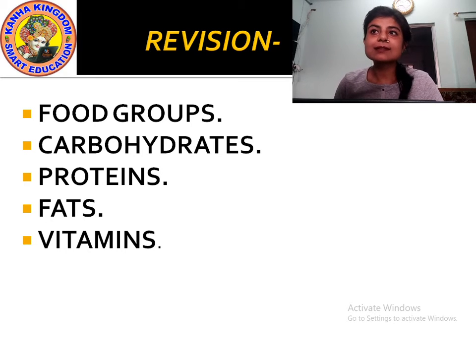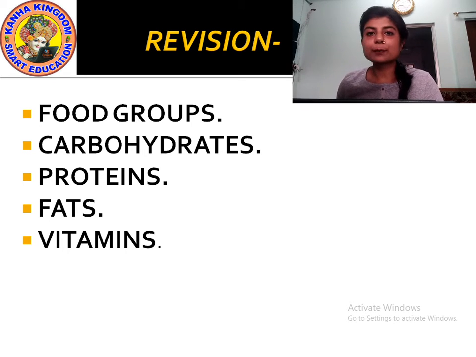Now what are carbohydrates? Carbohydrates are called energy giving food. Why? Because carbohydrates provide our body energy to work. What are the food items that are rich in carbohydrates? Food items like rice, wheat, corn, potato, etc. are very rich in carbohydrates.